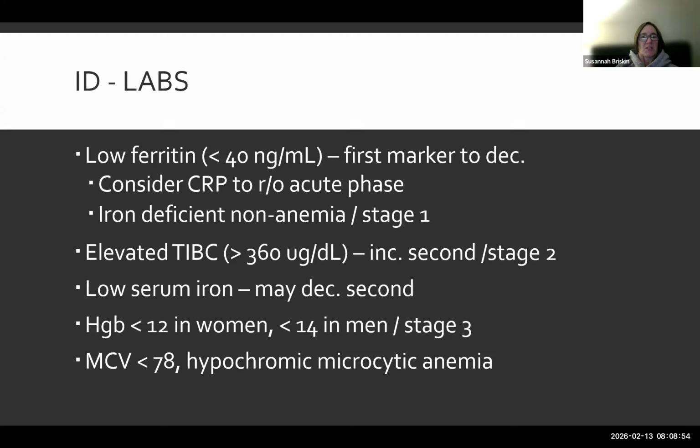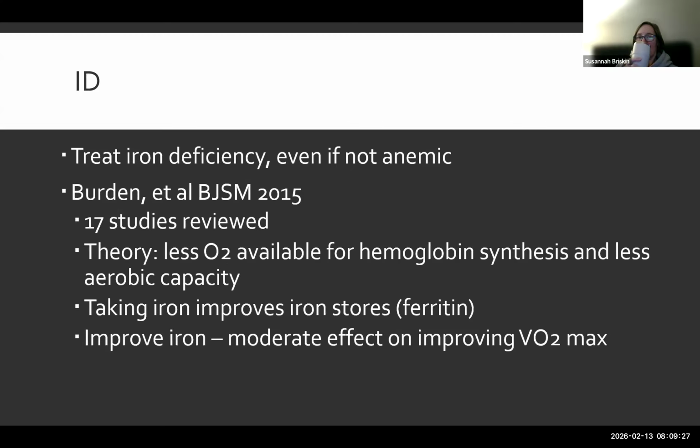Second stage of iron deficiency non-anemia is TIBC bumps up. And then iron can also decrease at the same time, but typically we don't see hemoglobin dropping till you're stage 3. And then one of the most important things to remember is if you're hitting the point where your hemoglobin's low, you're going to have a hypochromic microcytic anemia. So it's super important to remember which ones are microcytic and which are not. So just remember iron deficiency is microcytic. That was probably already pounded into you earlier in your med school education, but it does come up on boards.